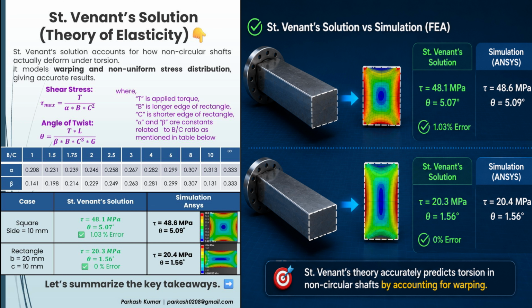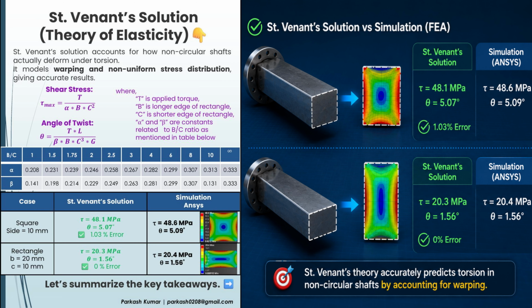To accurately analyze non-circular shafts, engineers use St. Venant's torsion theory. Unlike the classical approach, this theory accounts for cross-sectional warping and the resulting non-uniform stress distribution. Instead of relying only on the polar moment of inertia, St. Venant introduced correction factors that depend on the shape of the cross-section. These factors capture how different geometries resist twisting.